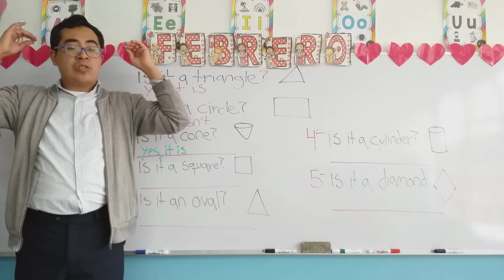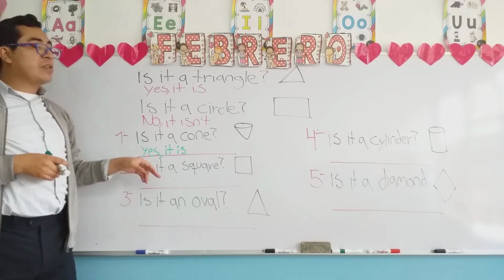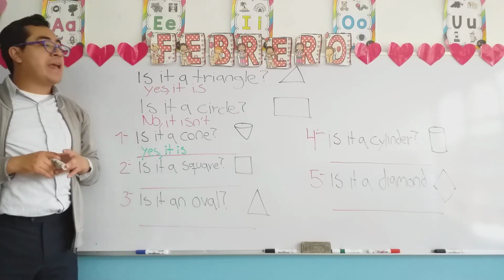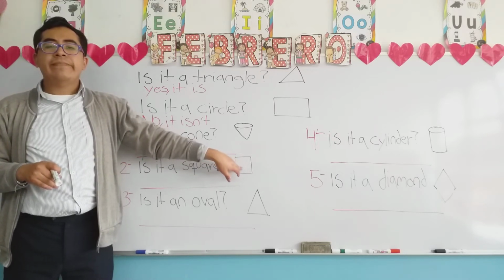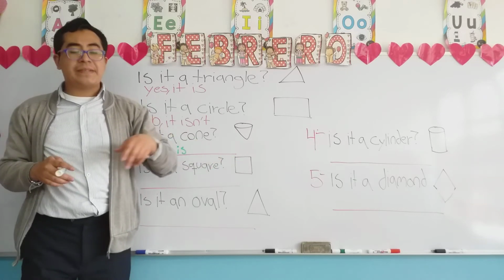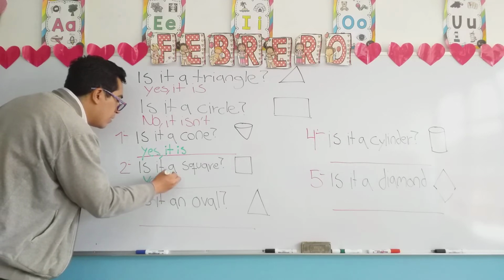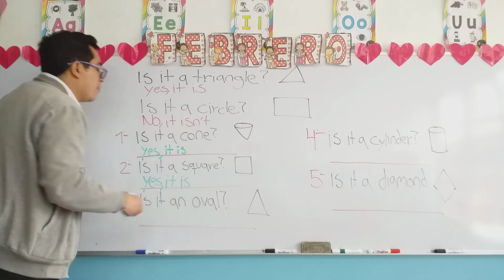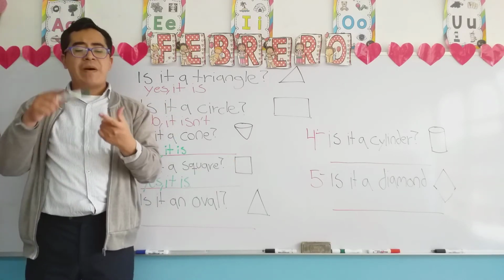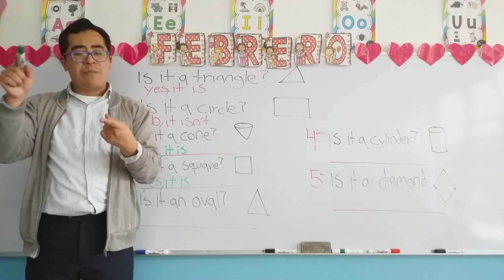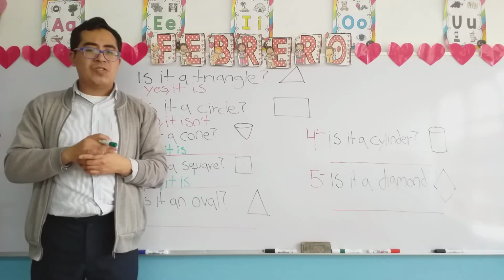The shape and form of cone. Let's continue with the second question, and it says, is it a square? Yes, it is. Yes, it is. Once again, objects that have the shape and form of squares, we have a box, we have a gift or a present, we have the head of a robot, and books.